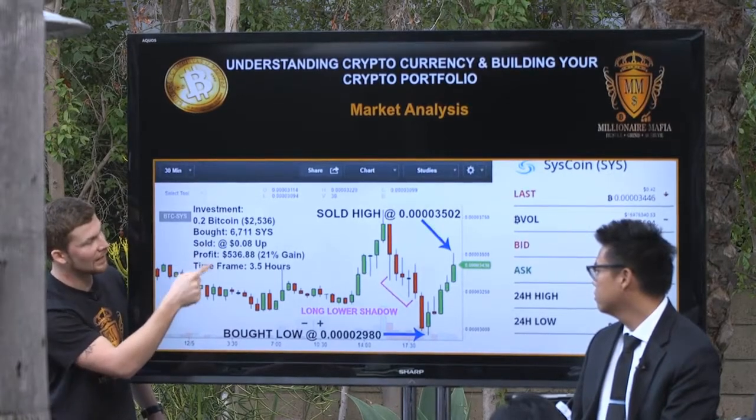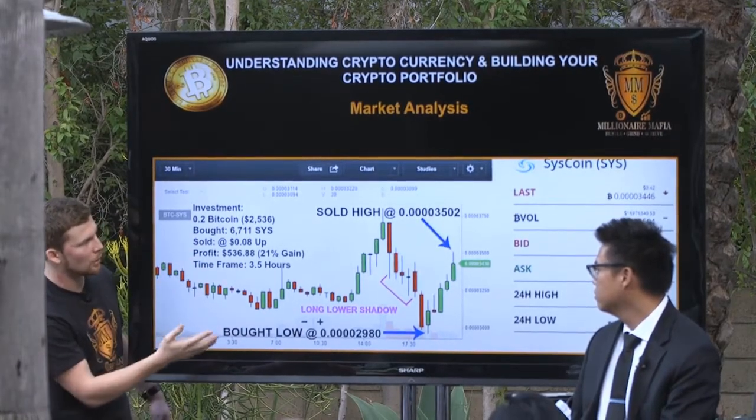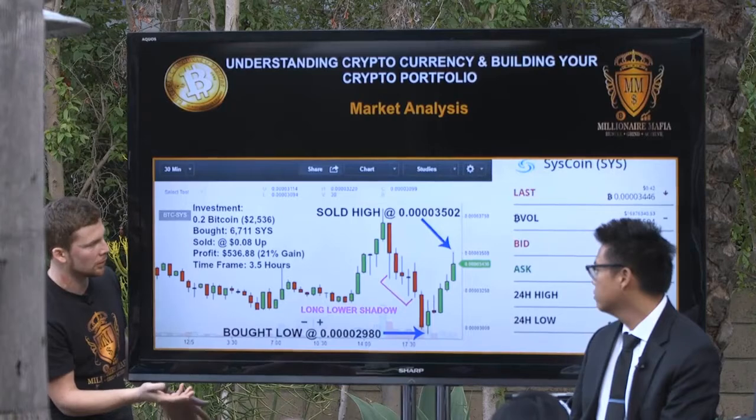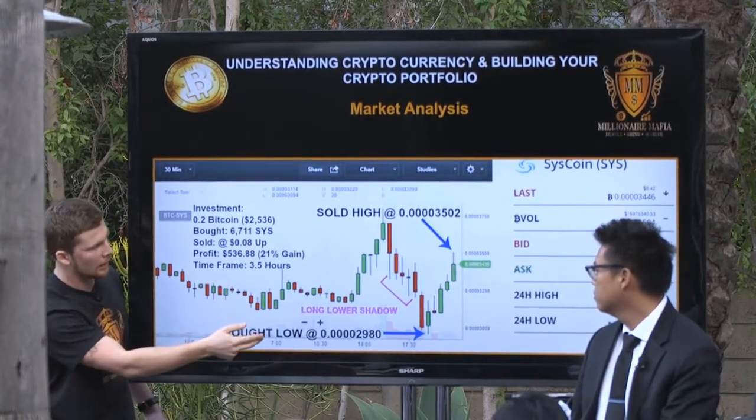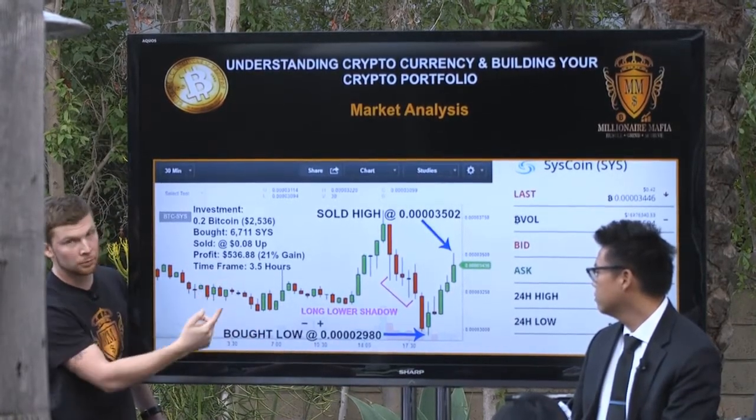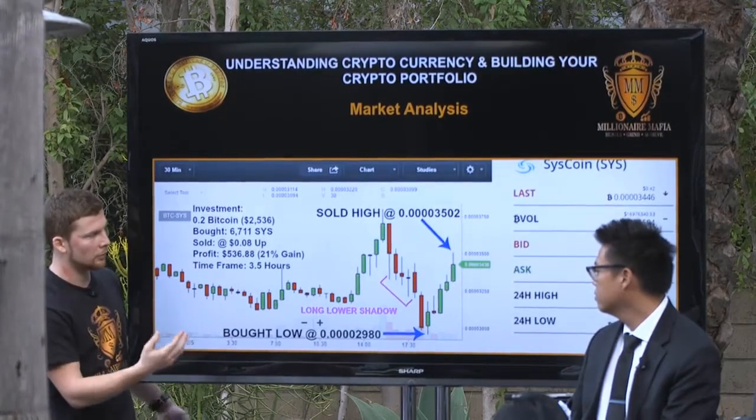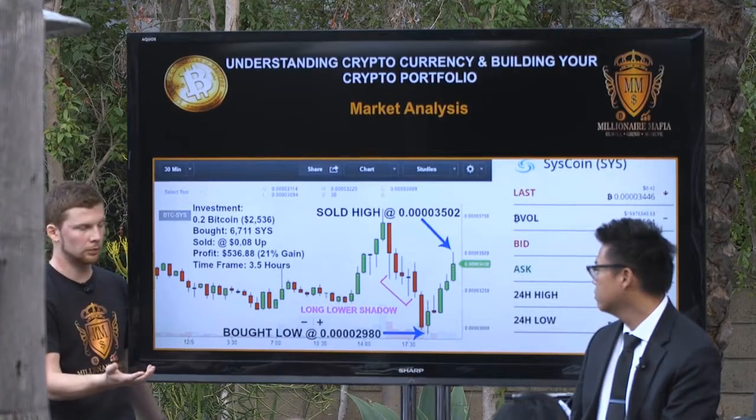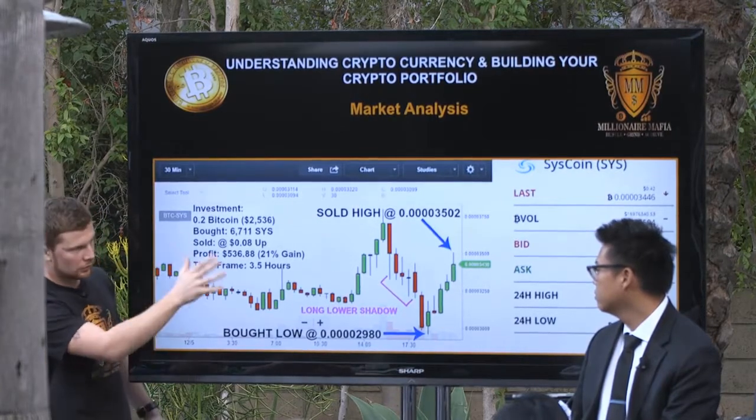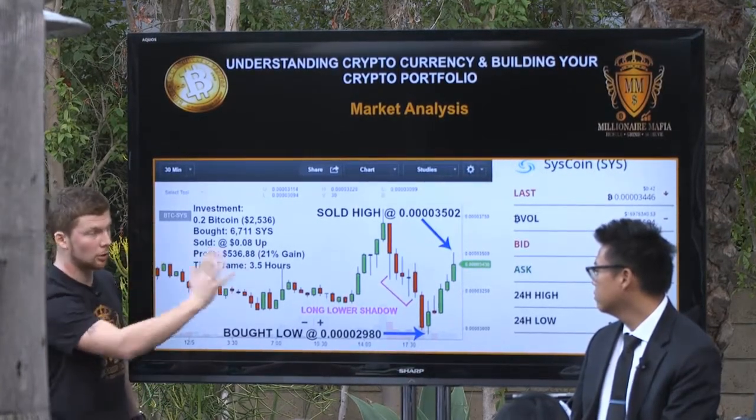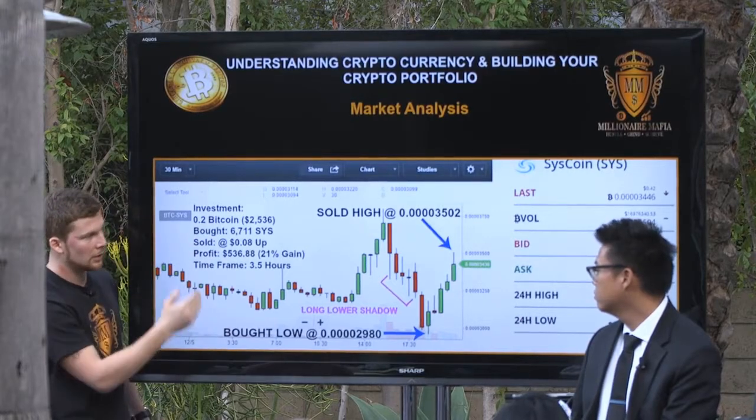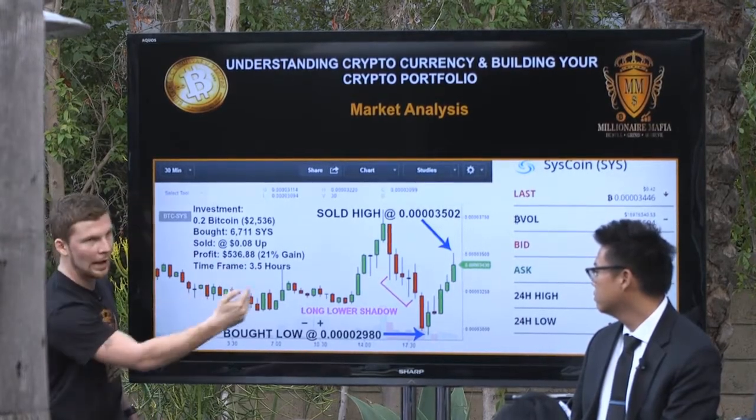I sold 8 cents up. So whatever that was, it could have been 21 cents and I sold at 29 cents. But in that 2.5 hours, that created a 21% gain, or a 121% ROI, which came out to a $536.88 profit. And that previous chart that we showed was long-term, several months. This is showing literally a few hours.